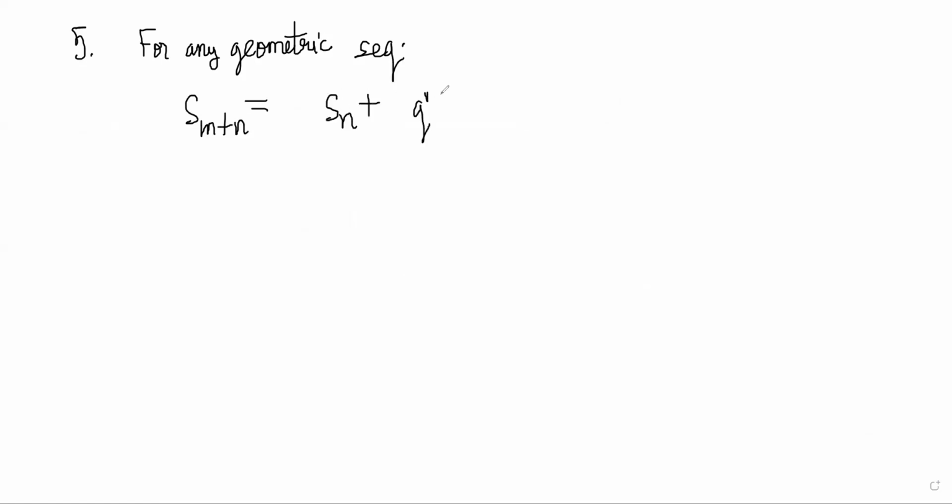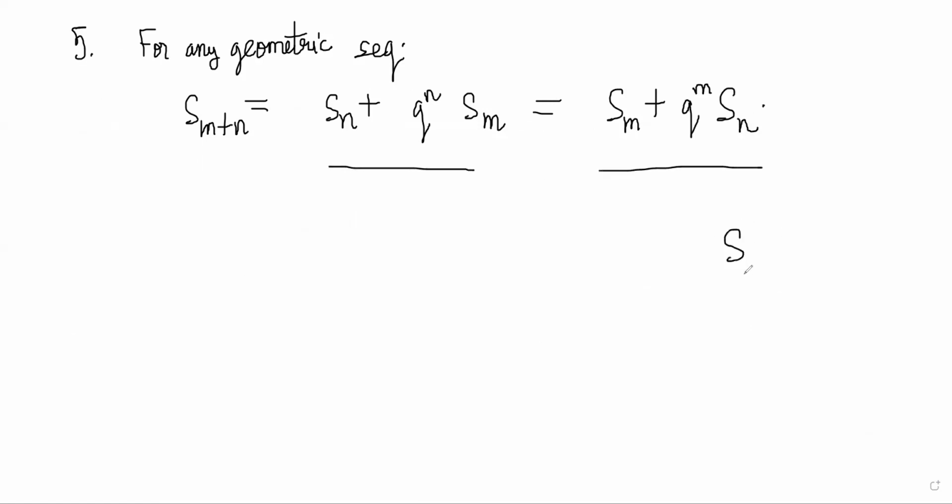Another property that we should see is, for any geometric sequence, S of m plus n will be equal to S of n plus q power n times S of m, and can also be written as S of m plus q power m times S of n. Again, these are properties that will be obvious if you know the sum to n terms formula. You should be able to use this formula to prove these properties. So you should try that yourself. I'm just summarizing the property for you.